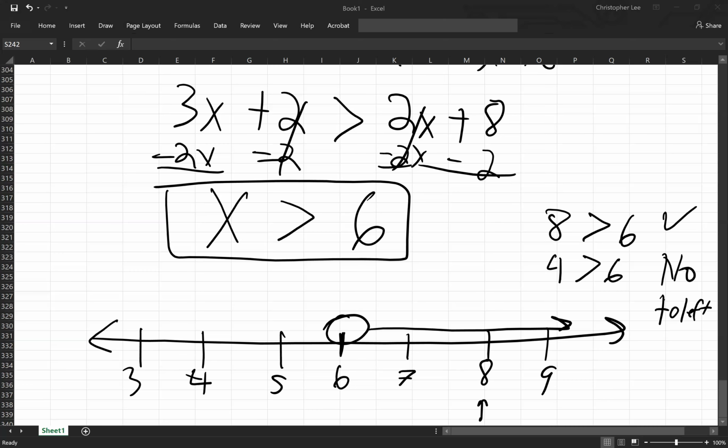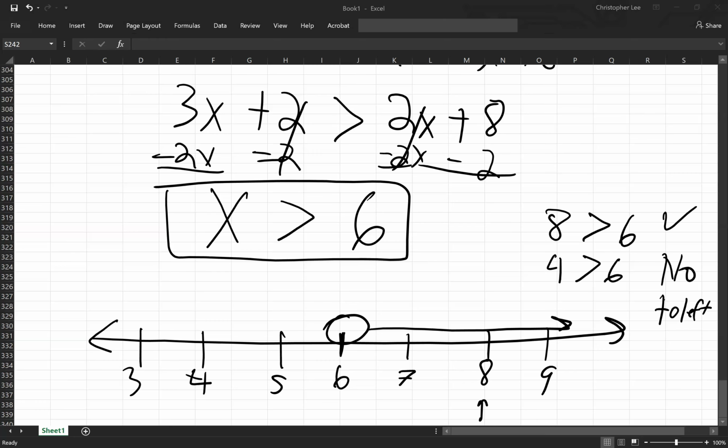What if it has greater than or equal to? It would be a closed circle, and it would still go up. So what's the difference between greater than and greater than or equal to? They literally do the same thing, except one of them includes the value that's there and one isn't.